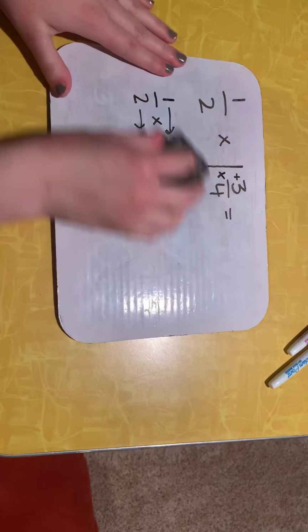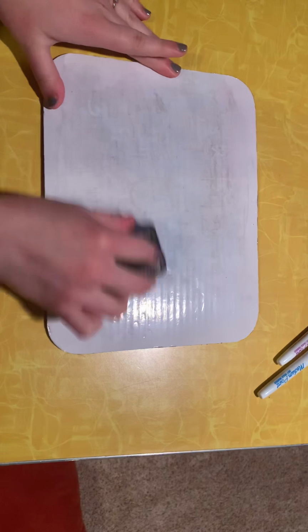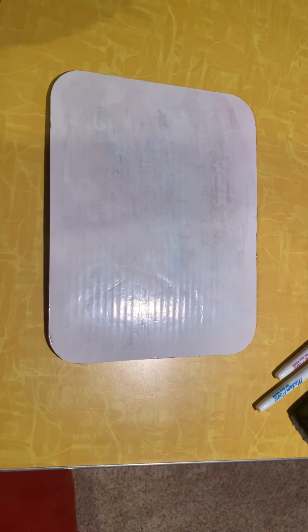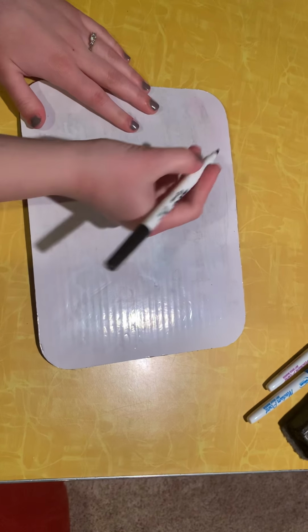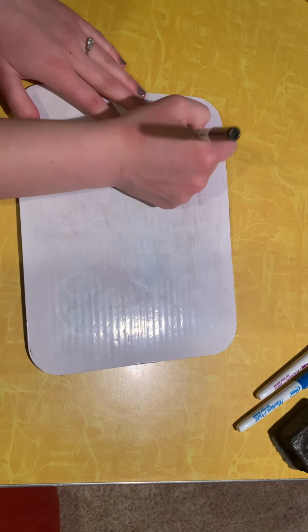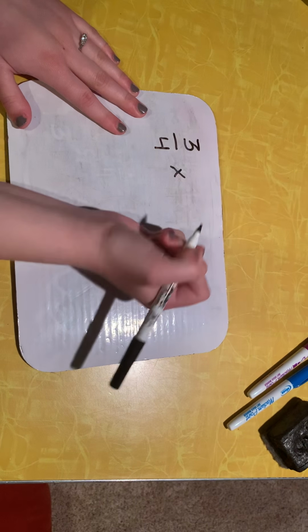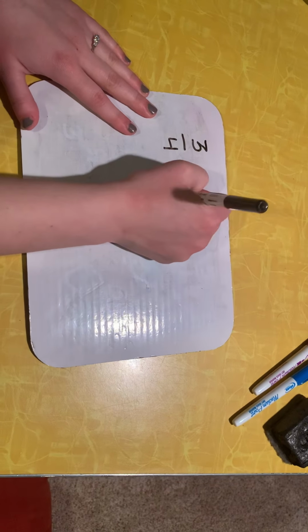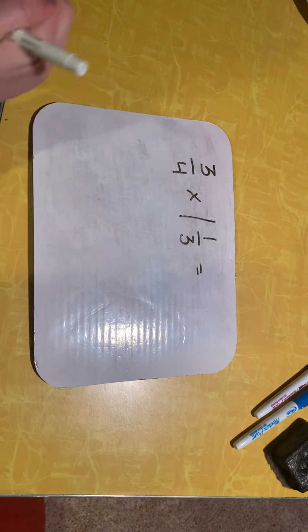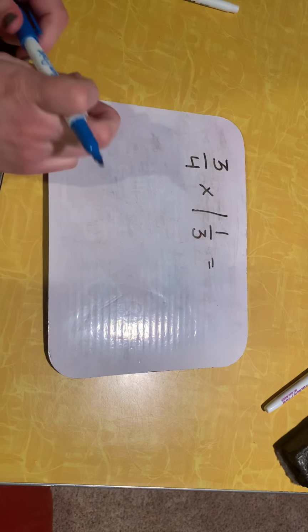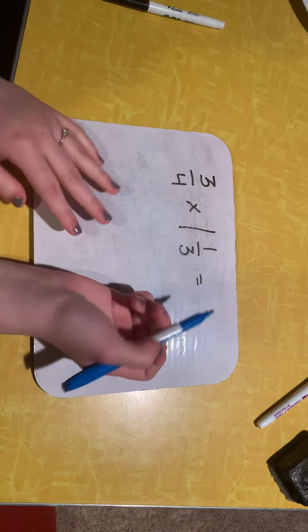Okay, we're going to do another example here. So hopefully that makes sense. Again, it's not too hard. You just have to remember the steps of changing that mixed number into an improper fraction. Let's do 3/4 times 1 1/3. Okay, and again, to start, we're going to change this mixed number into an improper fraction.